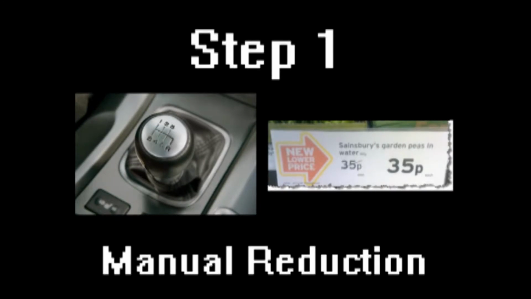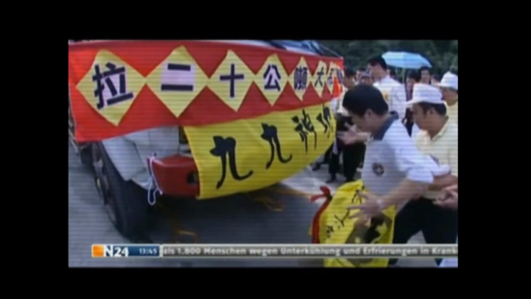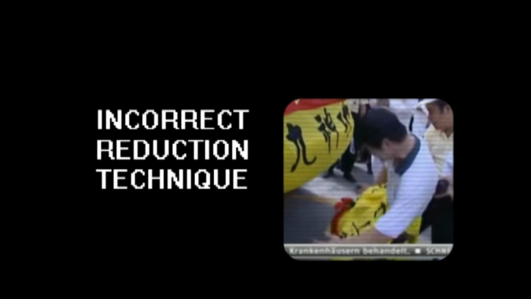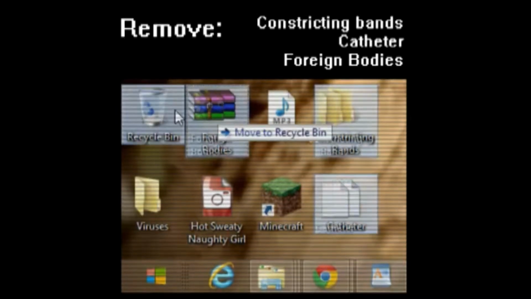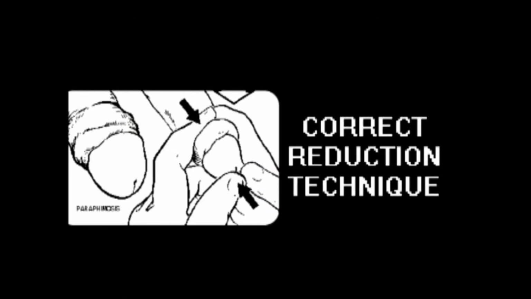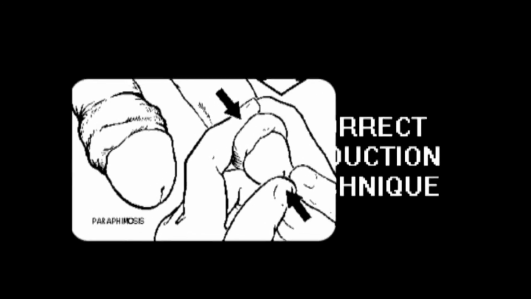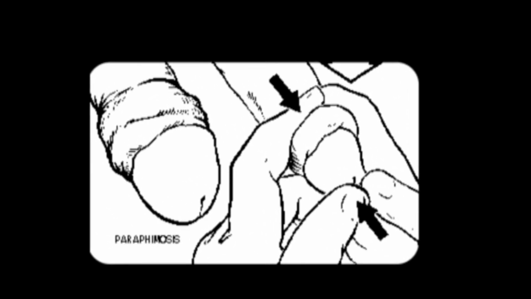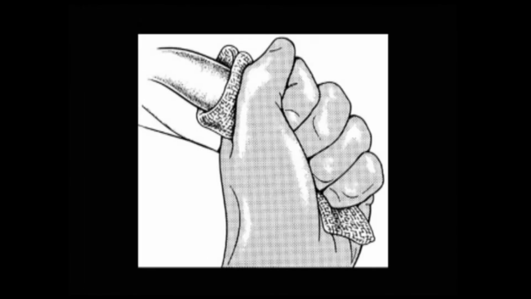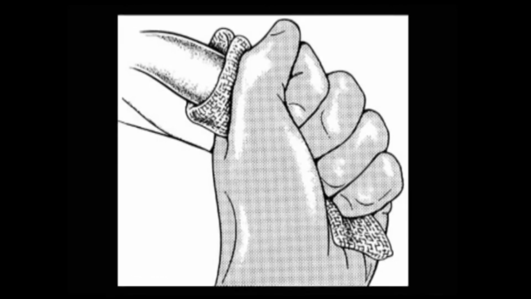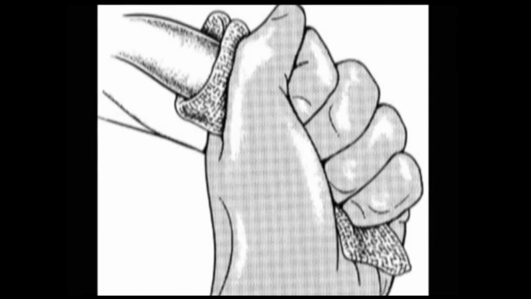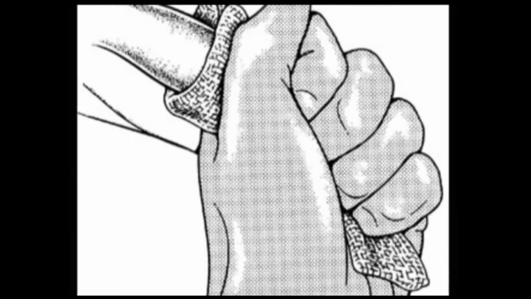Step 1. Manual reduction. You could try randomly pulling on the foreskin, but there is a technique to this. Firstly, remove any foreign bodies or constricting bands. Pushing on the meatus with your thumbs to reduce the swelling while simultaneously pulling back on the foreskin with your fingers can be effective. Failing this, another technique is to apply circumferential pressure around the glans before attempting to retract the foreskin. A compression bandage, such as using a swab and elastic bands around the glans, can mimic this if you need to have a coffee in the meantime.